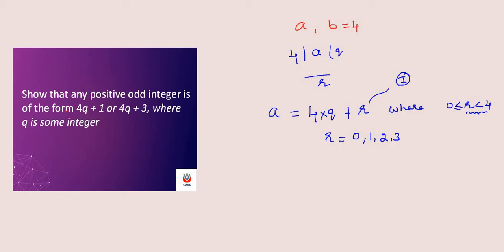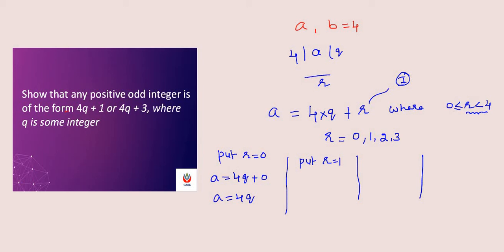I am dividing this into 4 parts. Put r is equal to 0 in the equation. So what are we getting? a is equal to 4q plus 0, so a is equal to 4q. Similarly, we can put r is equal to 1 in equation number 1: a is equal to 4q plus 1.